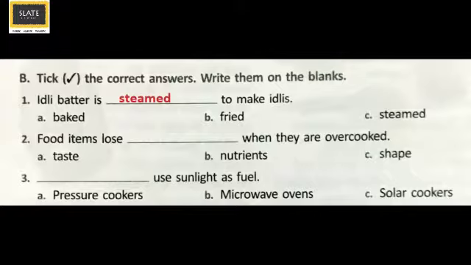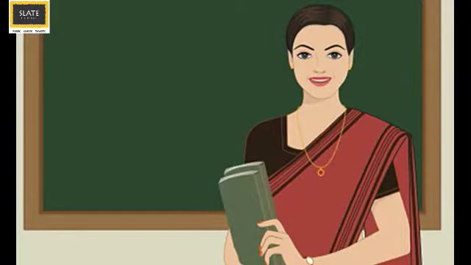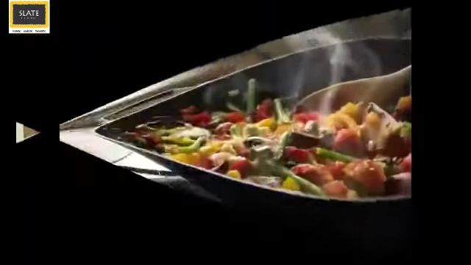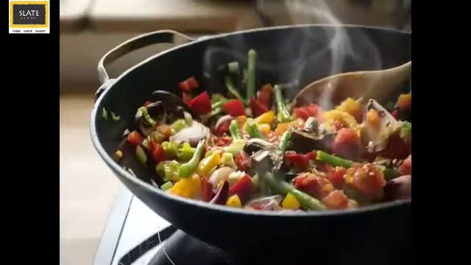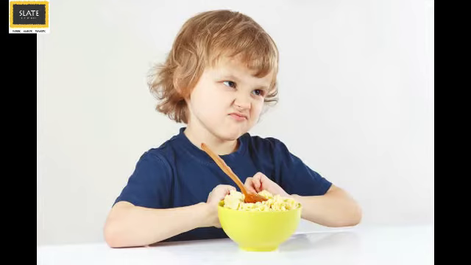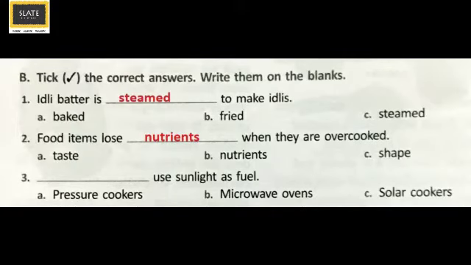The second statement is, food items lose dash when they are overcooked. The options for this are taste, nutrients and shape. So Slaters, you all have learned from the lesson that when we overcook food, the nutrients are lost and that food becomes of no good to our body and health. So write nutrients in your given blank.